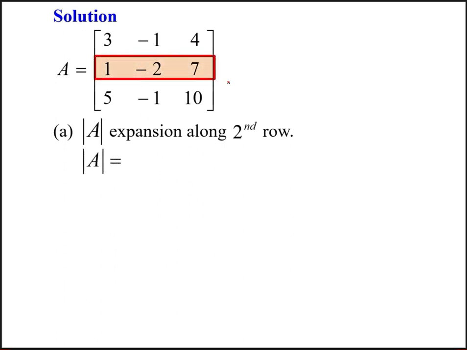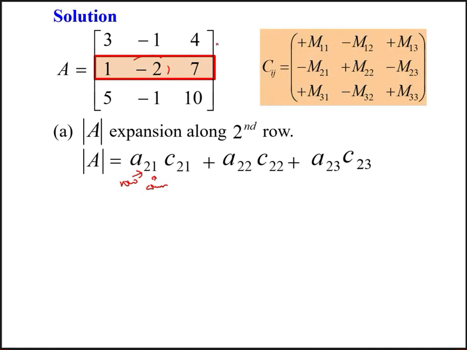And then you can write down your formula, which is A21. Why is it 21? Because we look at the second row and the first column. And then it needs to be multiplied with the cofactor of element 21 as well. And sum it up with the next element, which is the second row and second column, and then add with the last element. Write your signs of cofactors. Remember, it starts with a positive sign, negative, positive, and they keep on alternating.